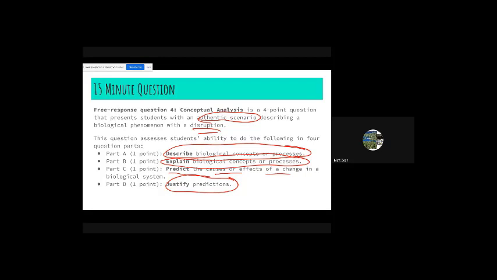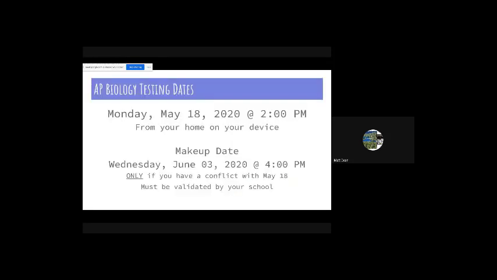Keep those parts separate. Make sure that you talk about the highlighted or bolded verbs. That's where your points come from. We'll talk a lot more about those in the days to come, but I wanted you to know what your question is going to look like.